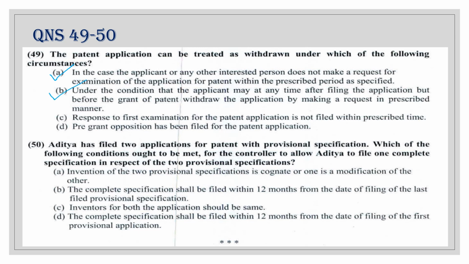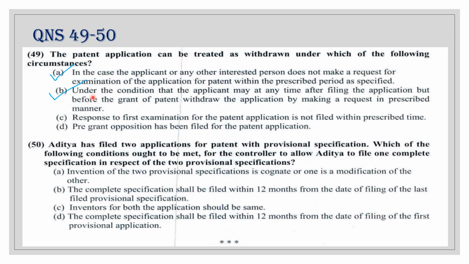Okay. So for this please refer section 11B, whose title is request for examination. Okay, and more specifically please refer section 11B subsection 4. So when you refer that, you can very well find that in the case of the applicant or any other interested person does not make a request for examination of the application for patent within the prescribed period as specified. This is a condition for withdrawal.